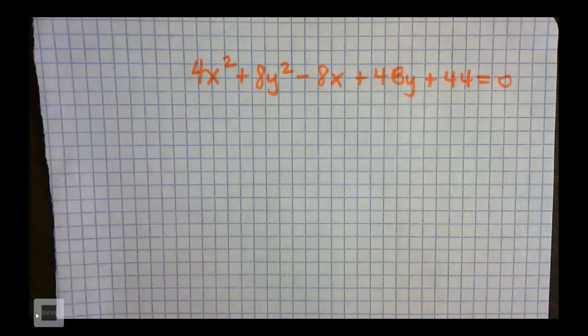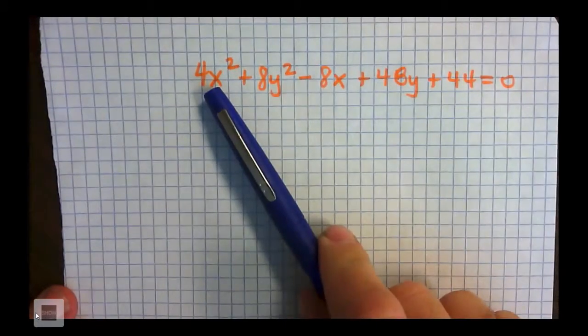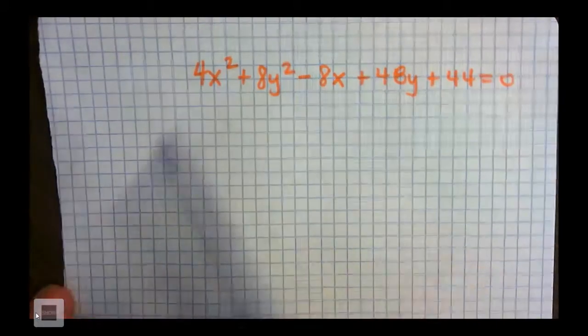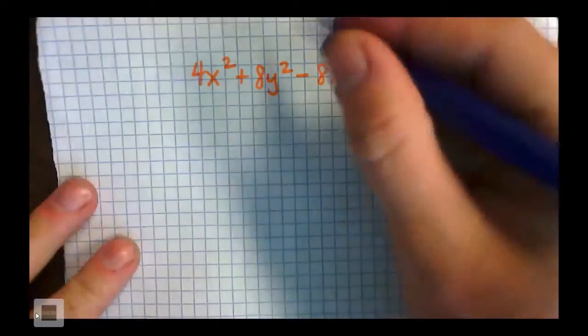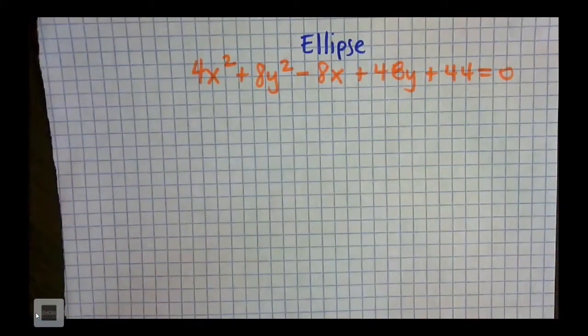Alright guys, so in this video, this is going to be a very quick completing the square to get this in general form into standard form. So the very first thing you want to pay attention to is I have both square terms, but they're different numbers and they're positive, so I know that this is an ellipse. Okay, so that's the very first thing you want to do.